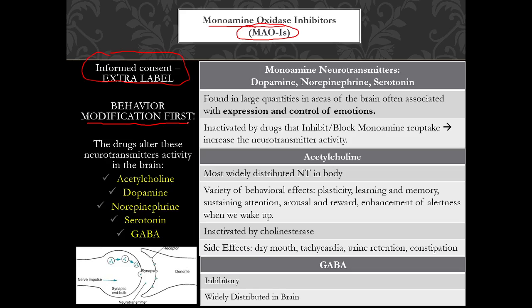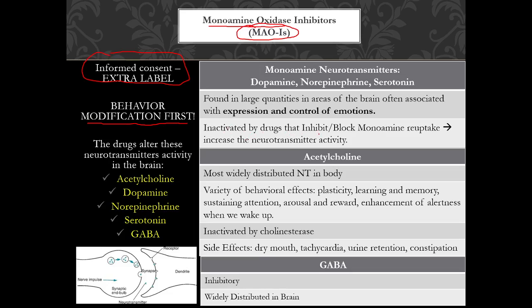I absolutely need commitment from the owner that they will do behavior modification first. These drugs will not work without the owner taking responsibility to help the animal learn a new behavior. Where do these drugs work? They work on neurotransmitter activity in the brain with acetylcholine, dopamine, norepinephrine, serotonin, and GABA. So the monoamine neurotransmitters, dopamine, norepinephrine, and serotonin, are found in large quantities in the areas of the brain often associated with expression and control of emotions.